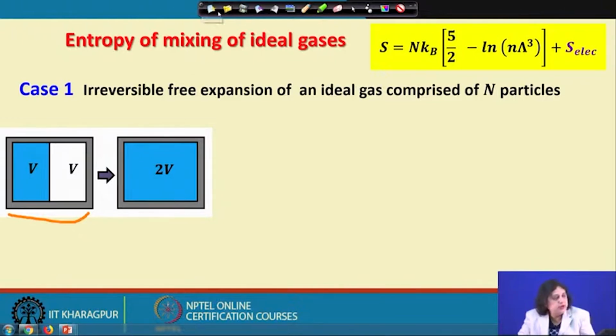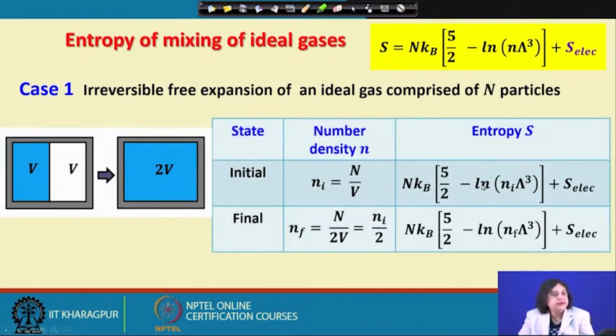Now, in this particular case, we have to consider the fact that in the initial state, capital N particles are present in a volume V of the gas, of the blue gas, and therefore the initial number density is N by V. So, using the Sackur-Tetrode equation, I can write down the entropy of the system in the initial equilibrium state. Now, what is the entropy of the system in the final equilibrium state? For that I will have to know the final number density of the gas.